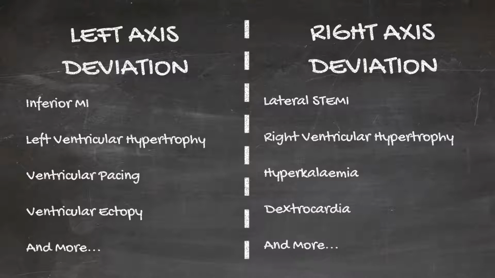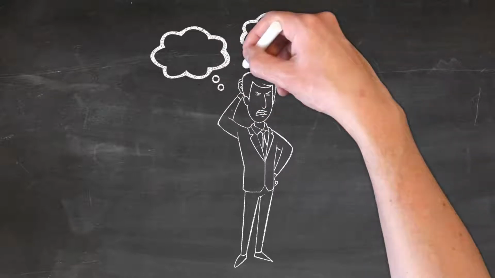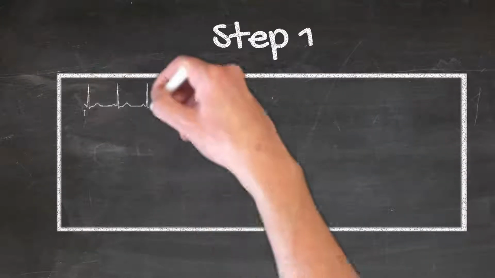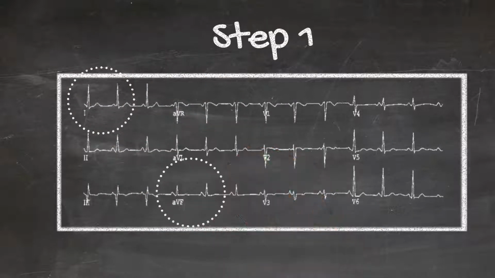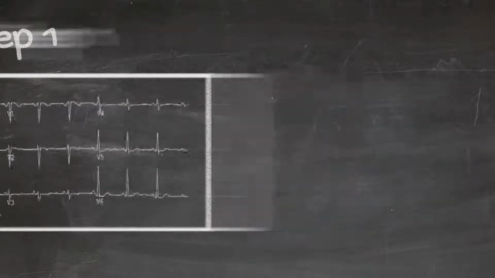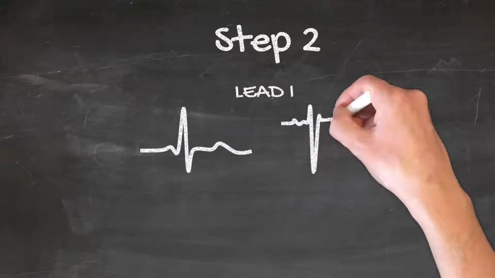So how can we quickly estimate ECG axis? There are many ways to determine axis, but this 4-step process is the easiest and quickest if you're in a rush. So step 1. First, we need to locate lead 1 and AVF on our 12-lead ECG. Next, we need to decide whether the QRS complex in lead 1 is predominantly positive or negative.